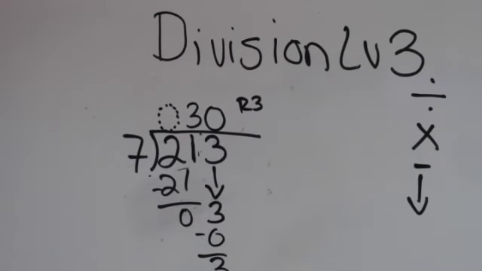That is division level 3. Zeros in the quotients.